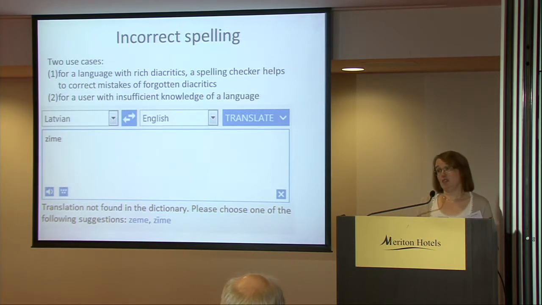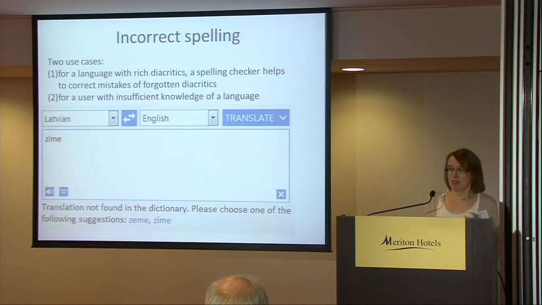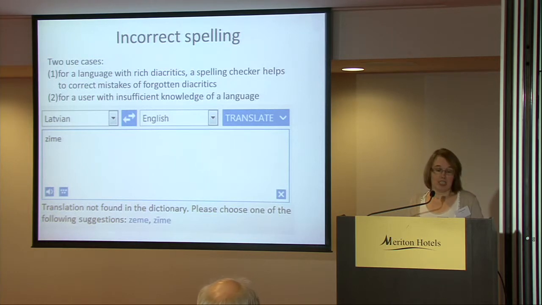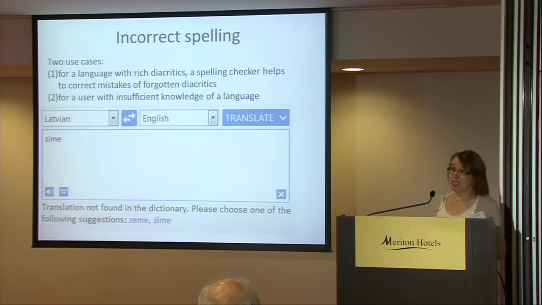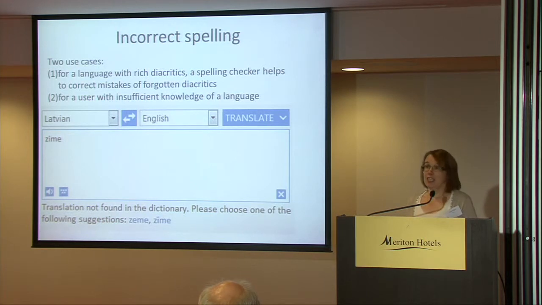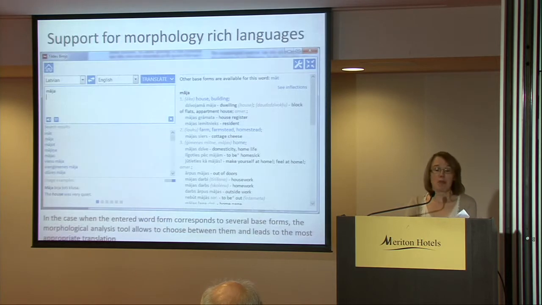Another case is that of Latvian or also Lithuanian, where we have a lot of diacritics, and it's a real problem for non-Latvians, for instance. They don't feel very well about cases when you need long vowels. For instance, I wrote zīme, which is an incorrect word in Latvian, and the correct word is zīme. In such a case, our spelling checker integrated in our browser suggests the correct word for translation, so a user can get an answer in case he wrote the word in an incorrect way.